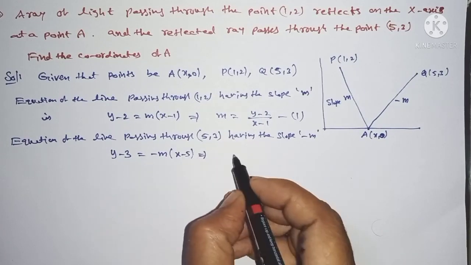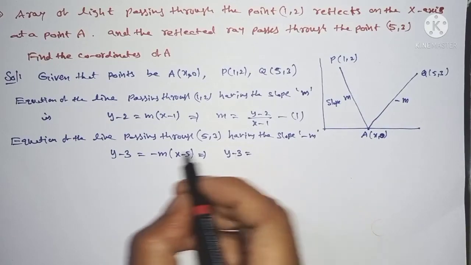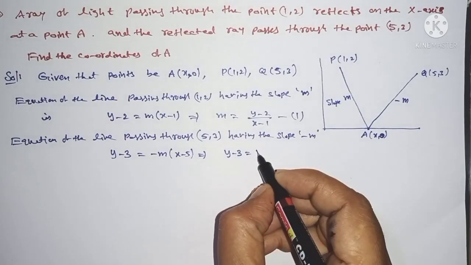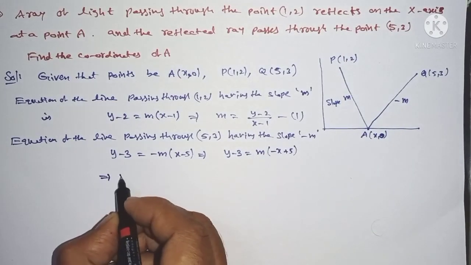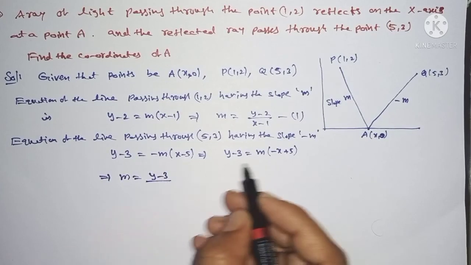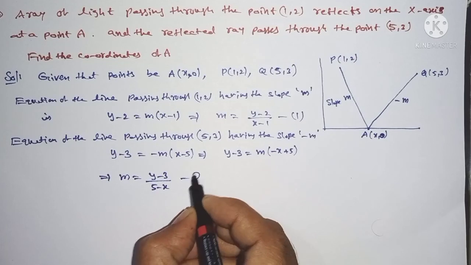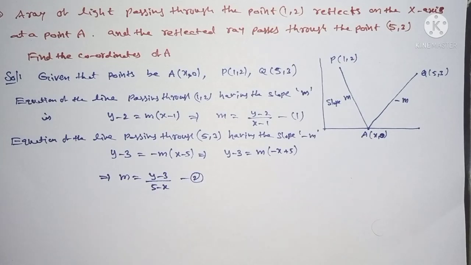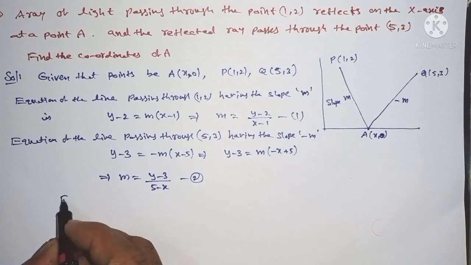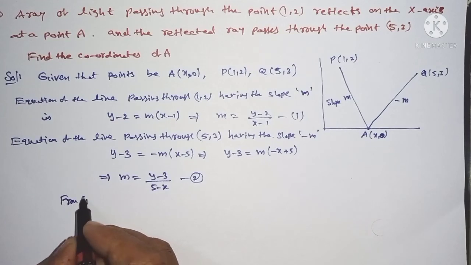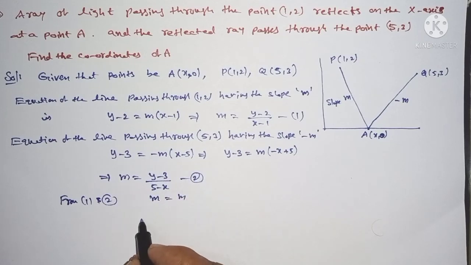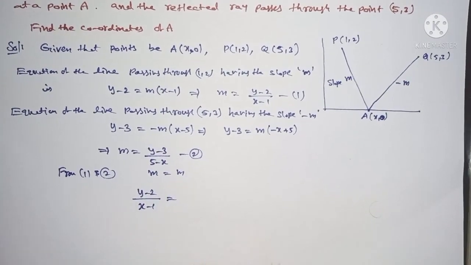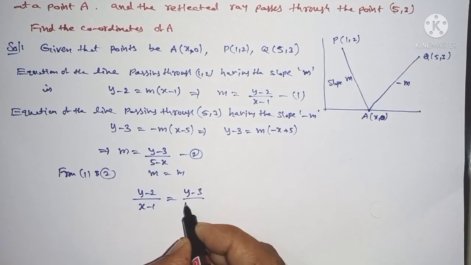Therefore, you can write here y minus 3 as it is. You can multiply with minus, m stays as it is, and you can write here minus x plus 5. Therefore, I can write m is equal to y minus 3 by 5 minus x. This is called your equation 2. Therefore, from 1 and 2, m is equal to m only. Therefore, y minus 2 by x minus 1 is equal to y minus 3 by 5 minus x.